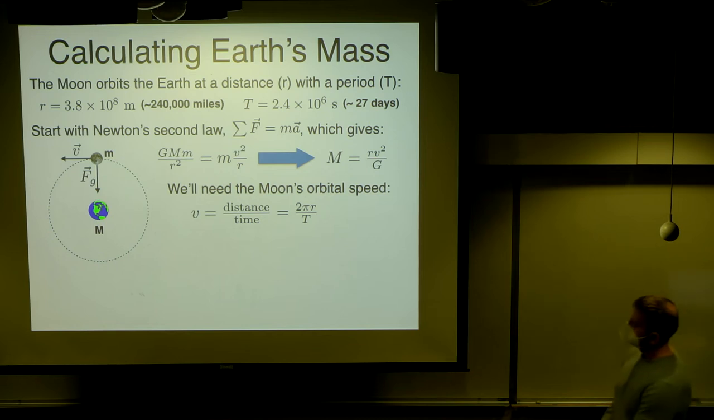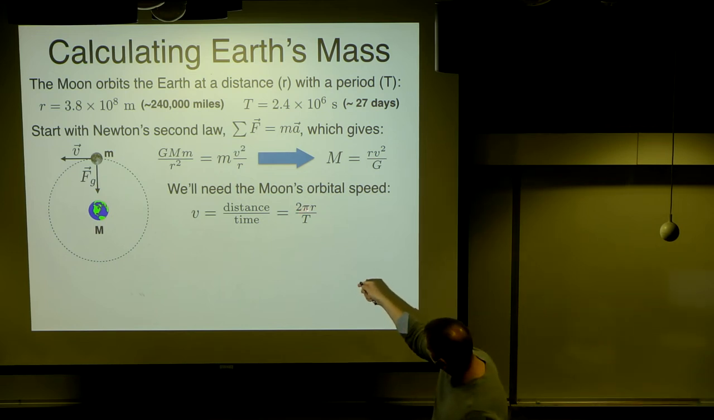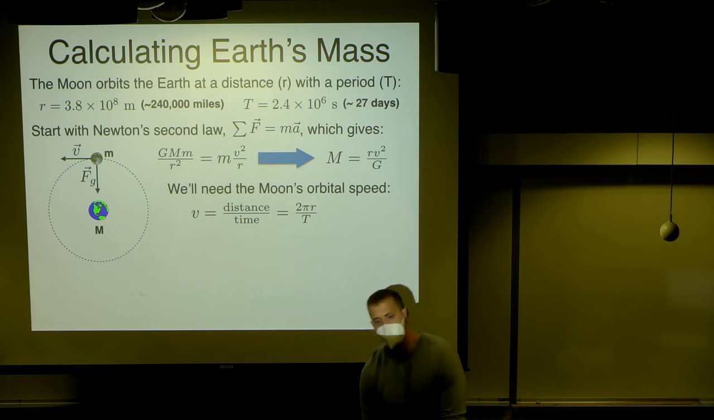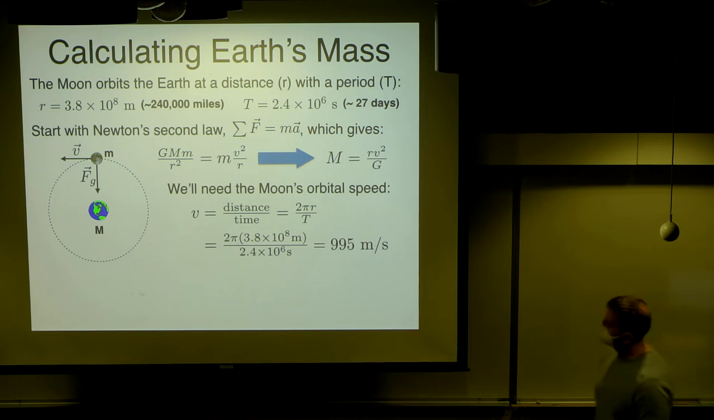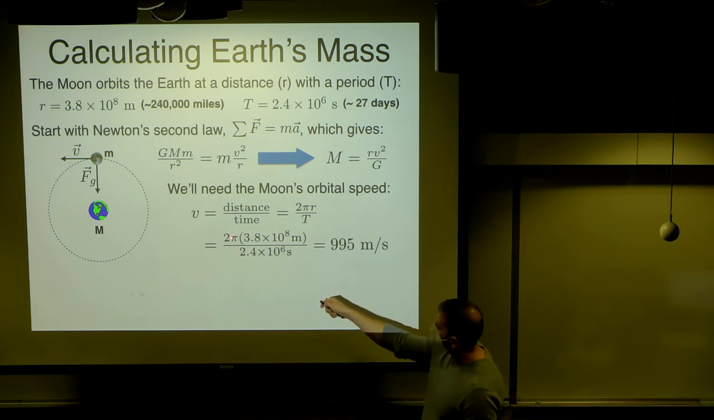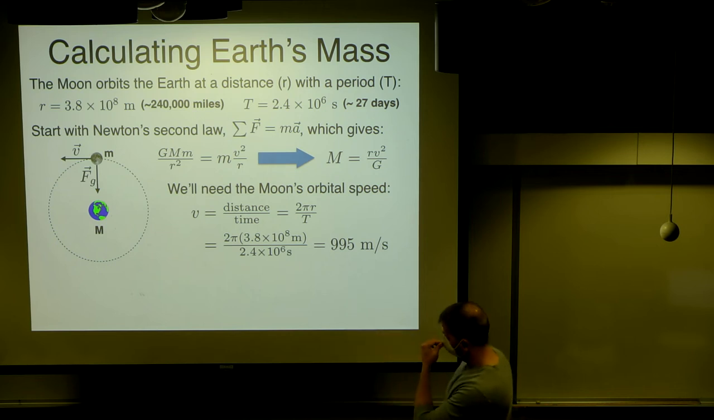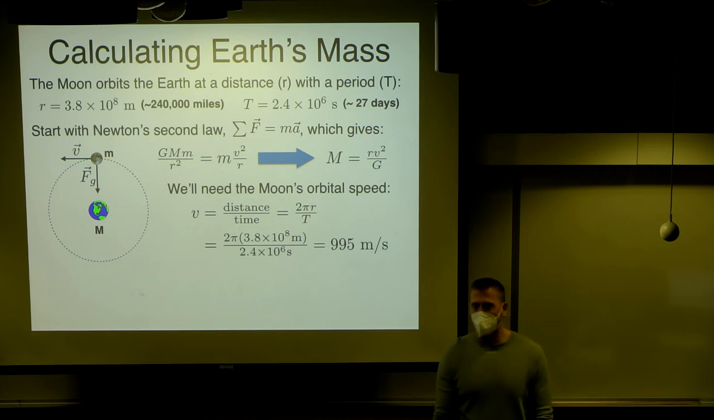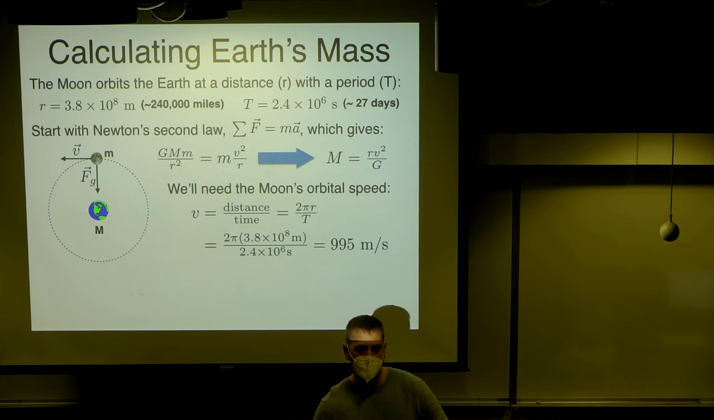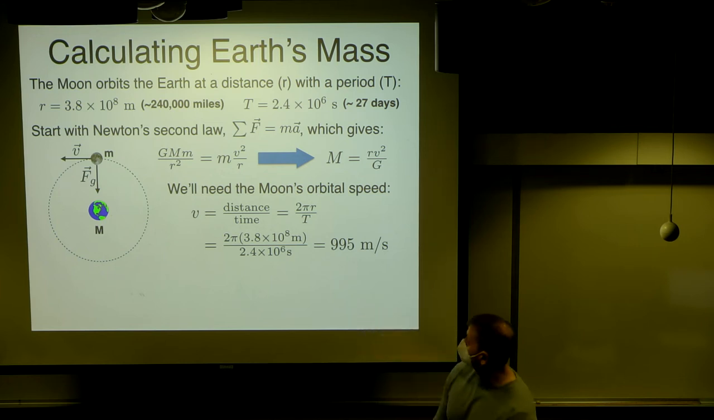Well, it's just distance over time, right? So it's 2 pi r is your distance divided by the period, which is T, okay? This keeps coming up, right? Well, we plug in our distance of r, that's 2 pi, 3.8 × 10^8 meters. We plug in our time, which is 2.4 × 10^6 seconds. And we get nearly 1,000 meters per second, 995 meters per second, given these numbers, okay? So you can verify that, that's what it comes out to.